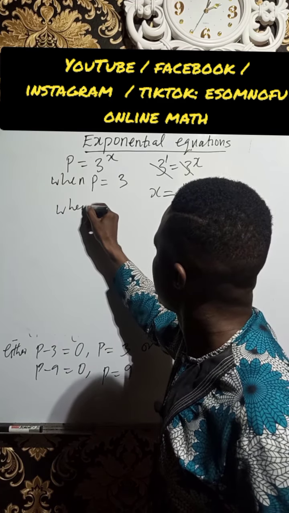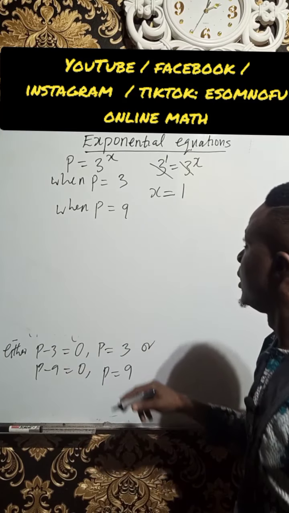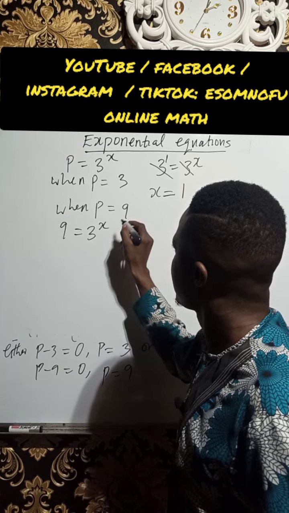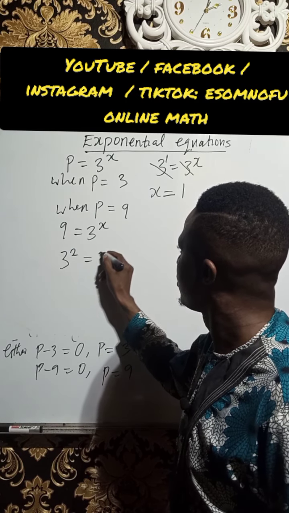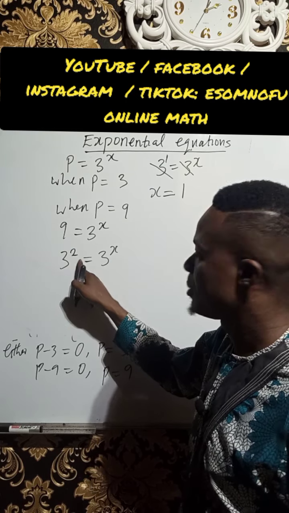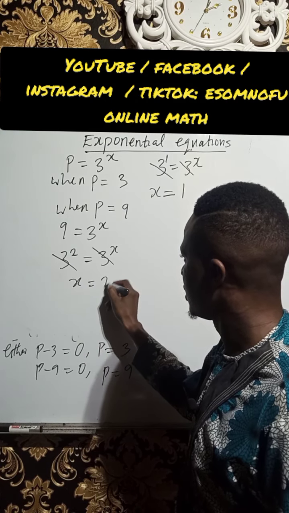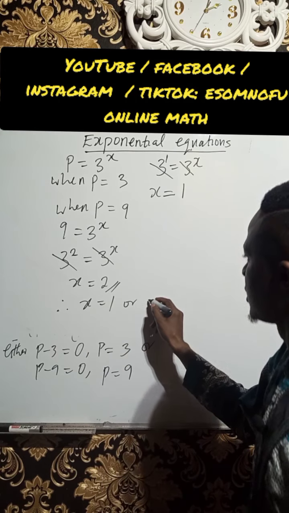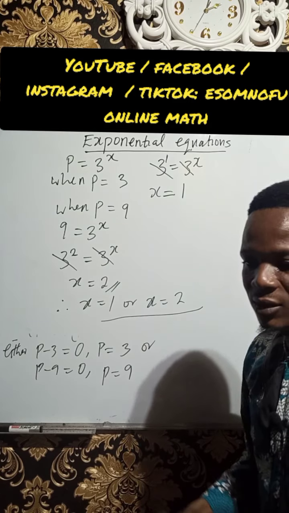Now, when p is equal to 9, I'll put 9 under p. This is now 9 equals 3 power of x. And 9 can be seen as 3 power of 2, equals 3 power of x, because 3 power of 2 will give us 9. The 3 will cancel out, so x is just 2. So therefore, x is 1 or x is equal to 2. These are the values that can satisfy the given equation.